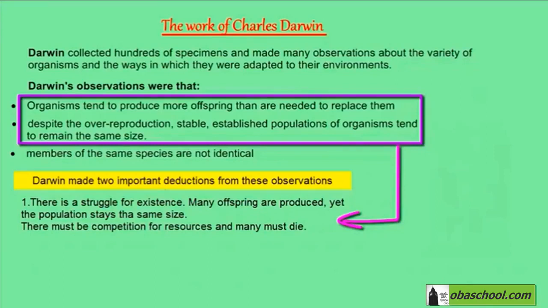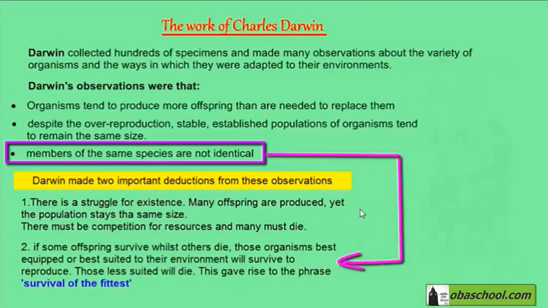From the third observation, he deduced that if some offspring survive whilst others die, those organisms best equipped or best suited to their environment will survive to reproduce. Those less suited will die. This gave rise to the phrase survival of the fittest.